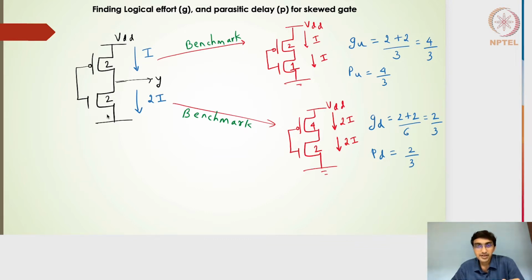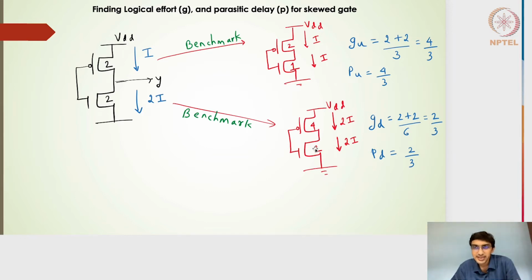For example, to evaluate the logical effort, the benchmark inverter for the falling current should give me a current of 2i. The reason is that this NMOS is sized 2, so the current strength will be 2i, or rather the falling resistance is R by 2. I get a current strength of 2i only if I have a benchmark inverter with an NMOS size of 2, and the benchmark inverter should always have equal betas, so the ratio should always be 2:1 or 4:2 or 8:4 and so on.